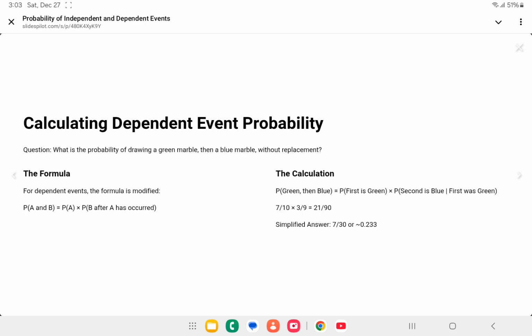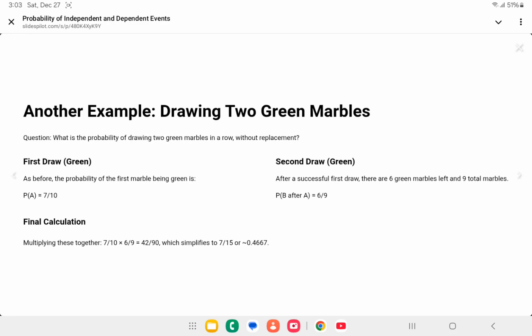Let's do another example using the same scenario. What is the probability of drawing 2 green marbles without replacement? Feel free to pause the video so you can try this question for yourself. To solve this question, we will use the formula, except we have to make some modifications to it. The probability of A and B is equal to the probability of A times the probability of B after event A has occurred. I will assign event A as drawing the first green marble, and I will assign event B as drawing the second green marble.